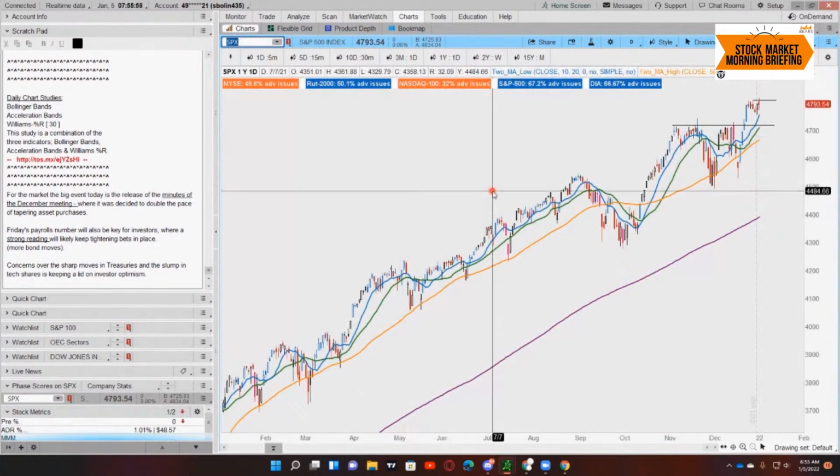As we come into that earnings cycle, it's not going to be just about one single company. How did Netflix do? How did Disney do? How did the cruise lines do? That's not it.